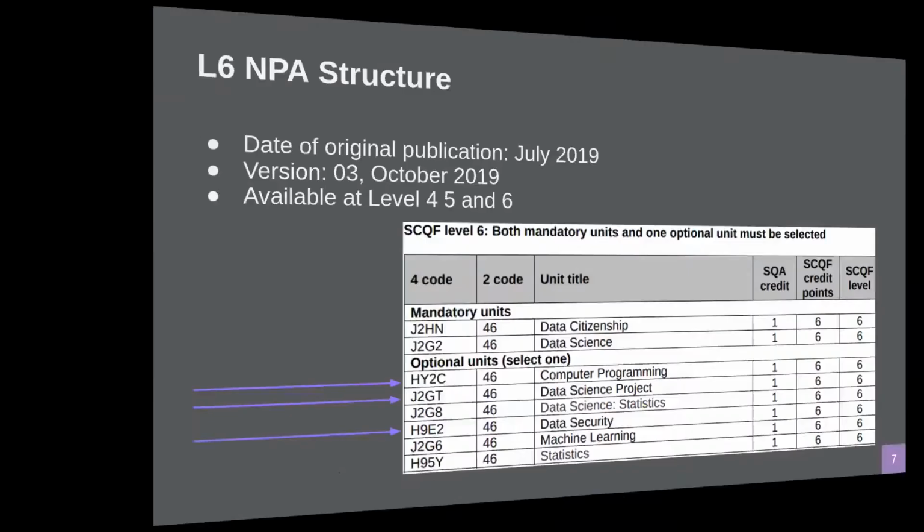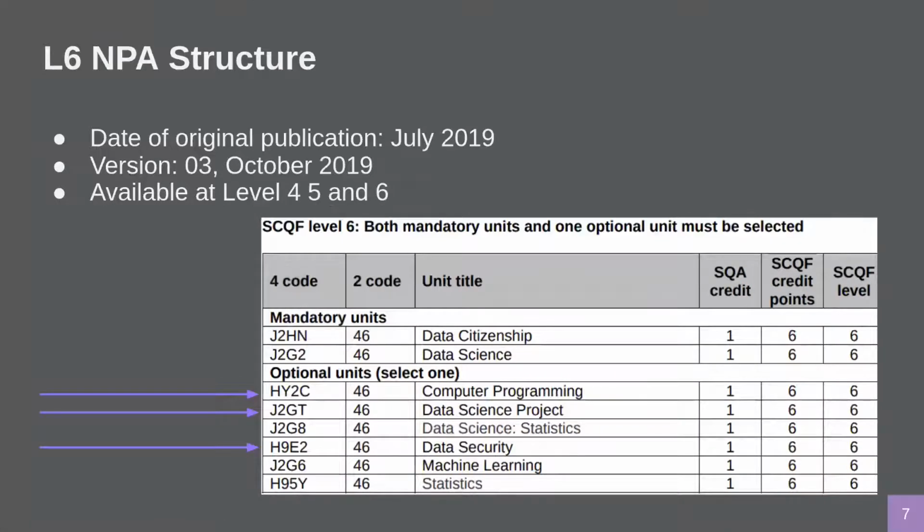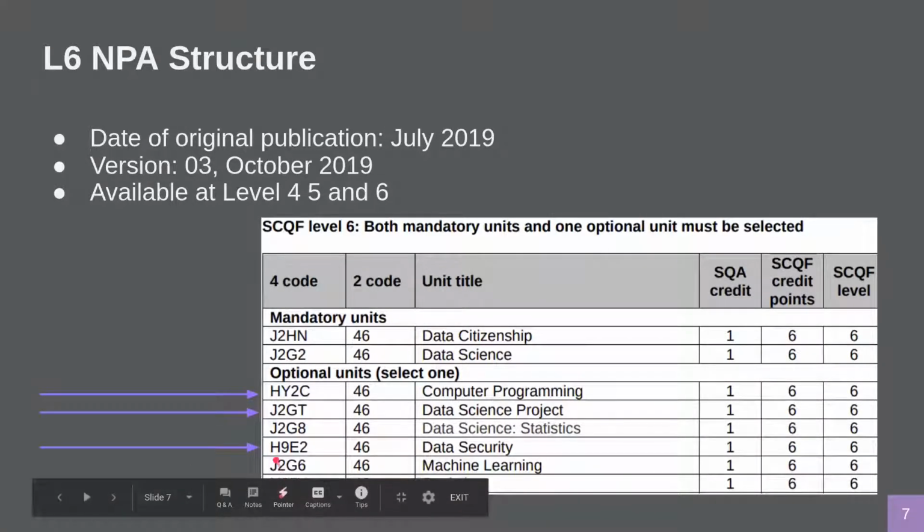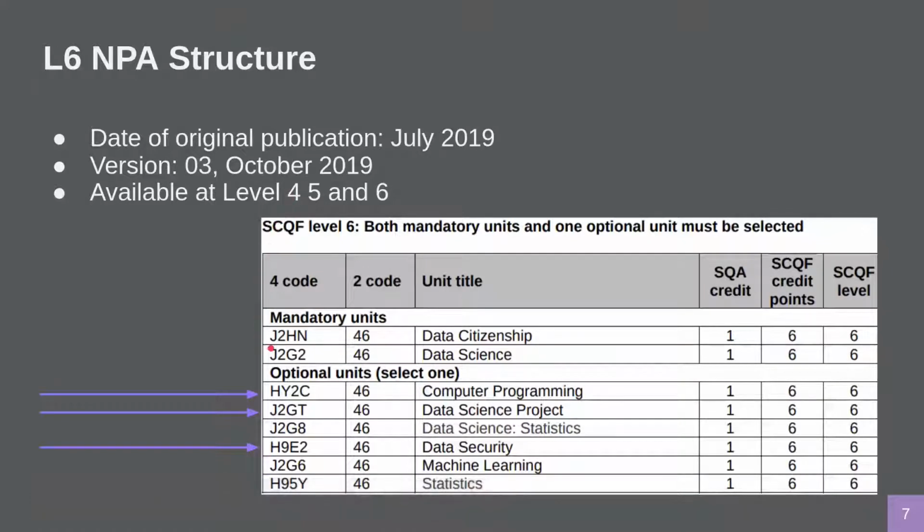So the NPA Data Science is a brand new qualification, and it was only released in October. It says here October 2019, but really it was more like October 2020 that any place actually delivered it. Now, what we have in the NPA Data Science is we have two mandatory units called Data Citizenship and Data Science. Now, we're teaching these as a joint pair, okay? And then with those two, we can actually choose another unit.